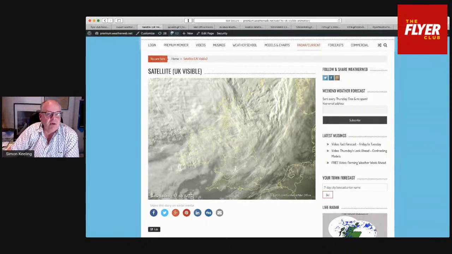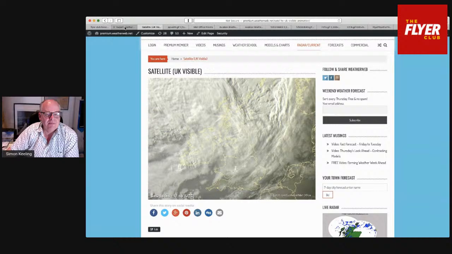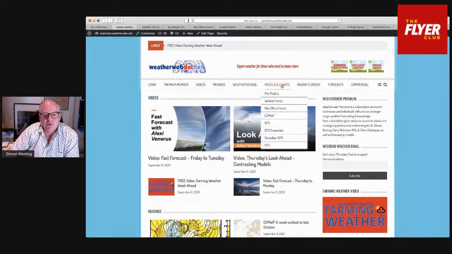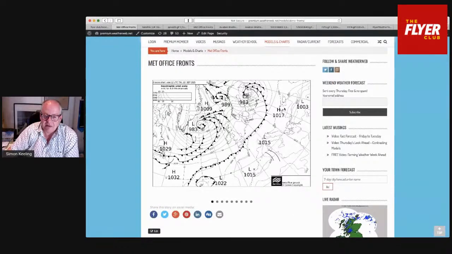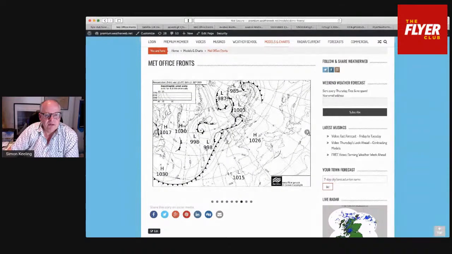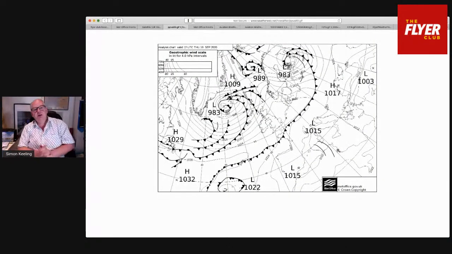So lots of cloud showing up on there, but what about the actual situation at the surface? What did that look like? Well, again, if you go to weatherweb.net and come down to models and charts, and then down to Met Office fronts, you'll see there the analysis chart, and there'll be forecast charts there as well that you can use if you just skip through here. But what we want to see is the analysis chart, which is a statement of what's happening now. So let's just zoom in on that. And there we go. This is the analysis chart for midday today.